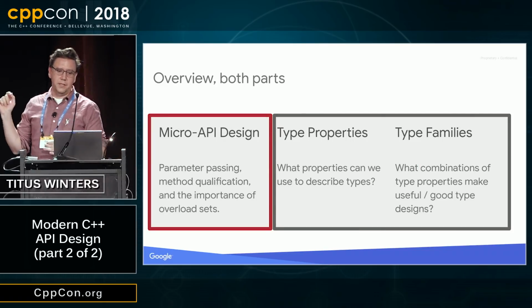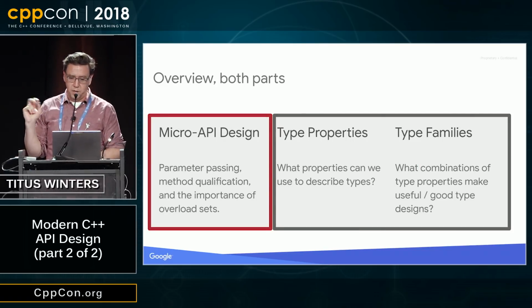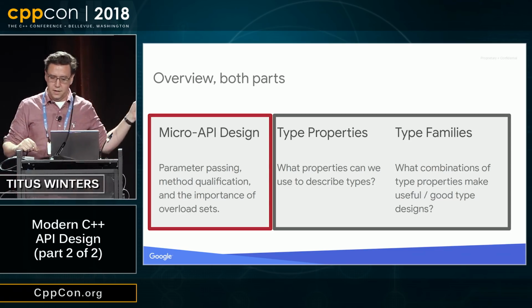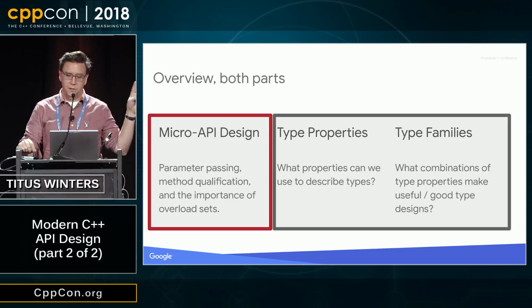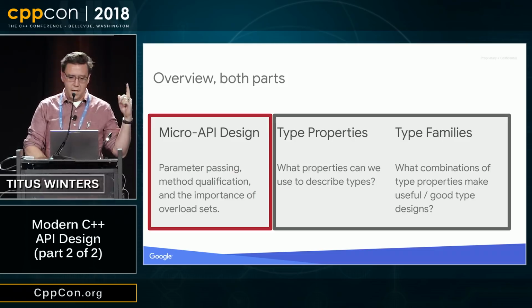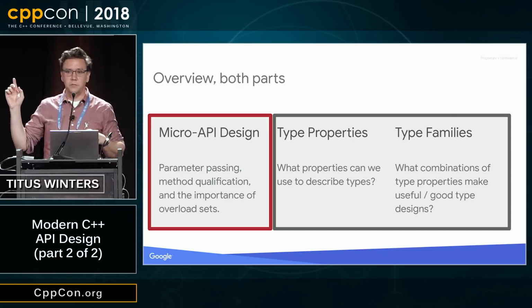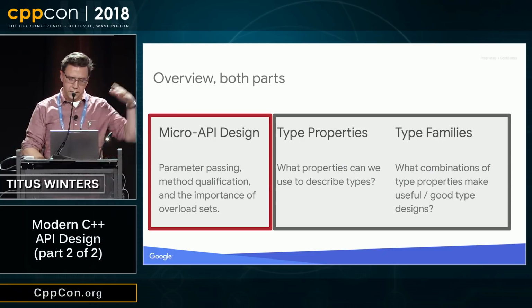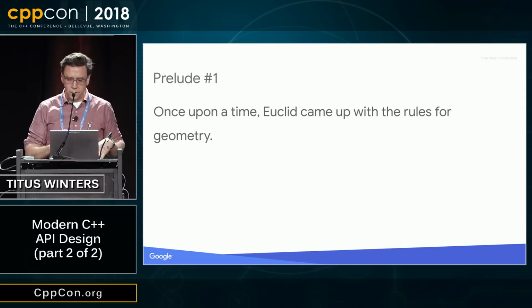As a reminder, this talk is part 2 of a 2-part talk here at CppCon. The previous time I talked about micro design, overload sets, parameter passing, method qualification, etc. And this time we're going to talk about types at a higher level, type design, and getting up into type design theory.